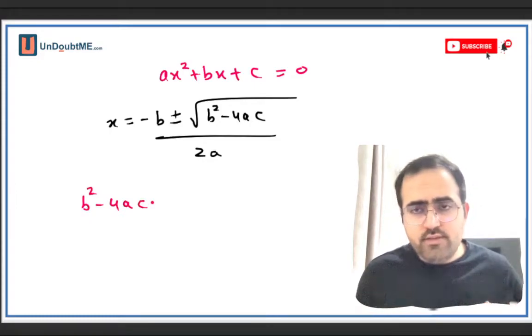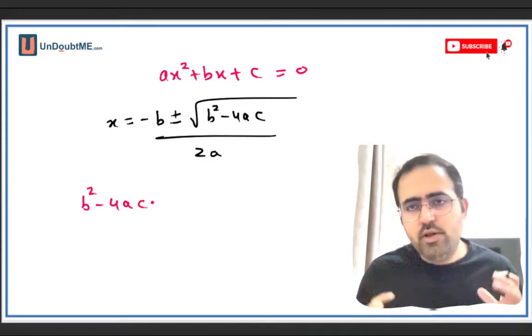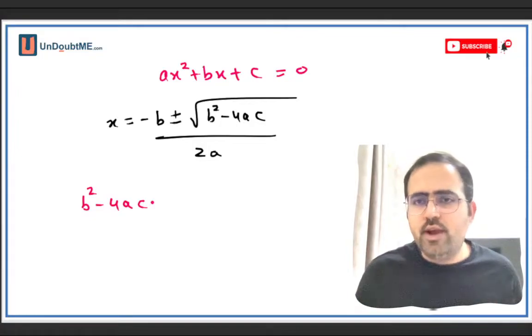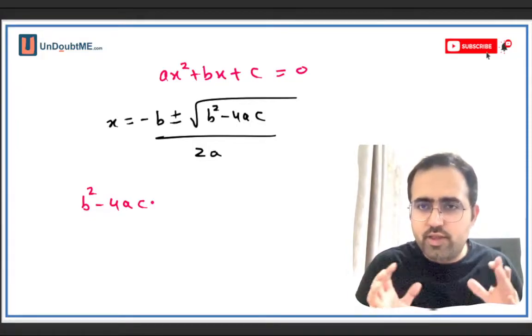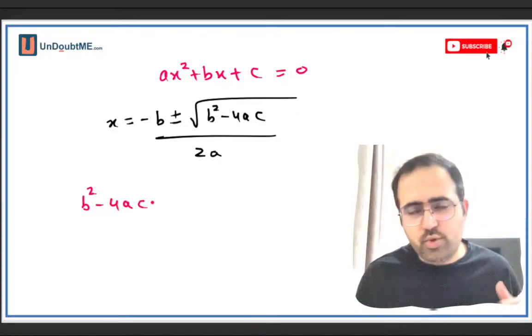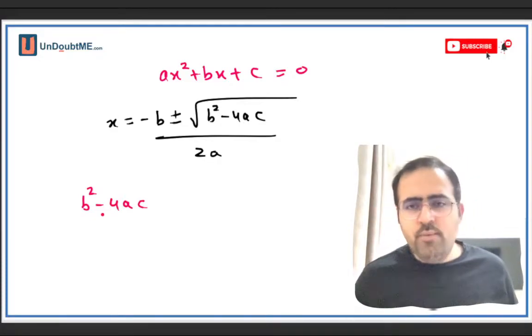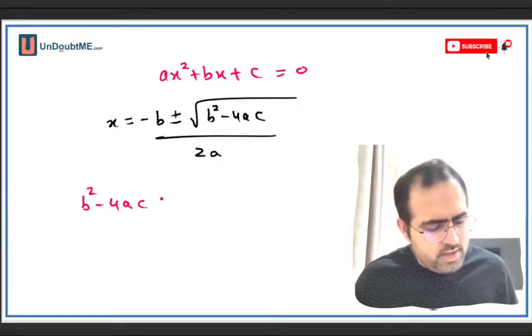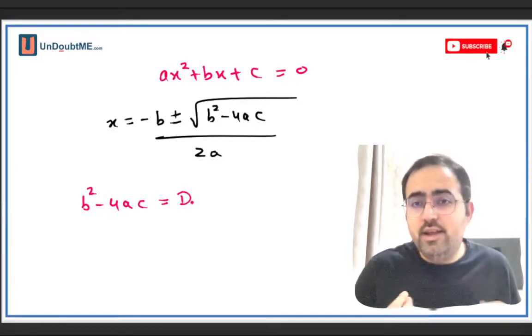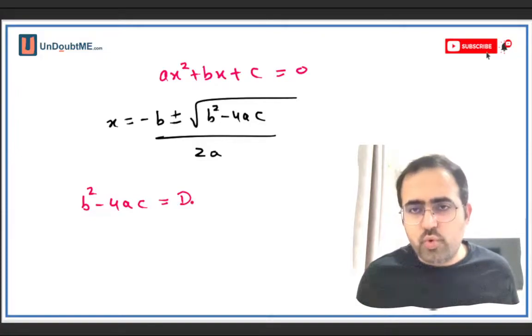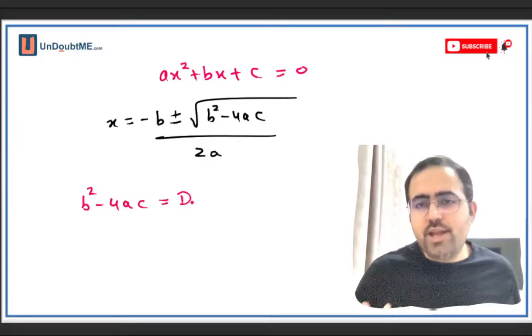If you are not sure about the discriminant, there is one video available on the channel. You'll find the link for that video along with this video. You can go through that as well if you want to know more about the discriminant. So b square minus 4ac is called the discriminant, which discriminates between the nature of roots. Now what is the meaning of that?